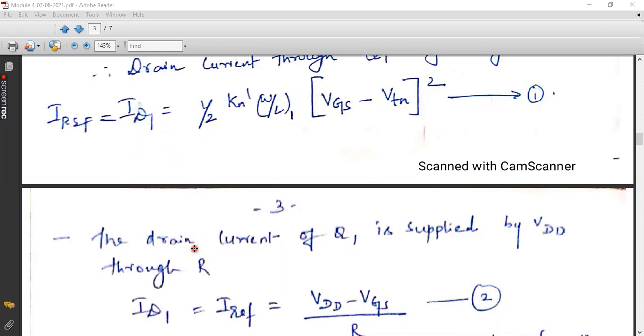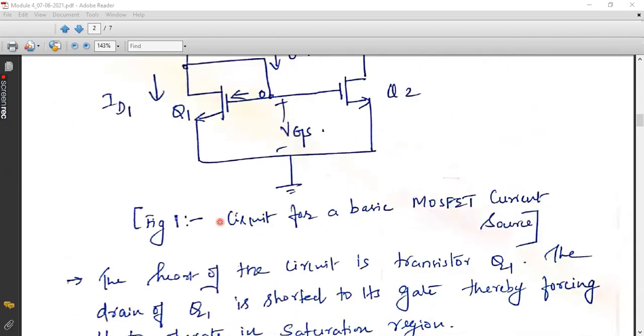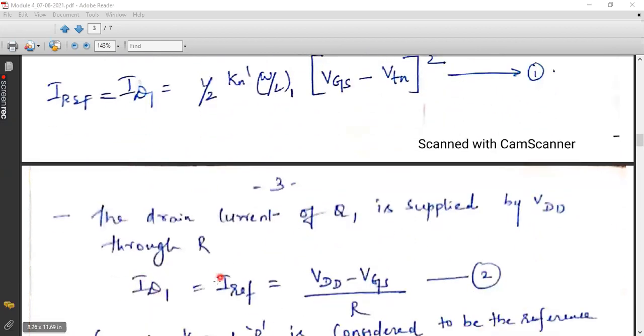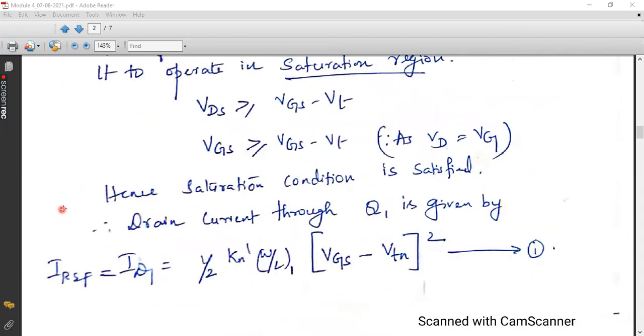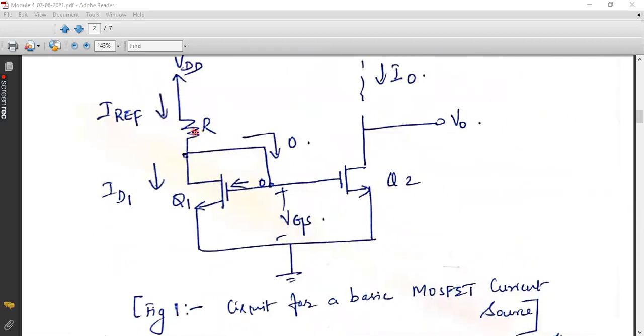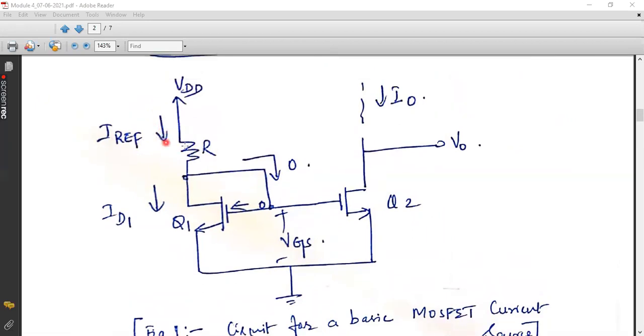Now you can also write ID1 in terms of resistance R. The first equation is in terms of the transistor parameters, the aspect ratio, the process technology constant, as well as the voltage. Now we are going to write ID1 in terms of resistance R, using the concept that potential difference by resistance is your current, right? So how can you apply Ohm's law here? What is the potential difference? Just tell me. This is VDD, right? The voltage at this terminal is VDD.